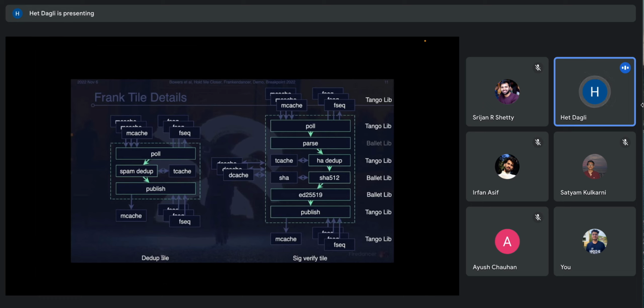Deduplication, as the name suggests: you have many duplicates, so generally you cut it by half. In the talk, they were getting some 1.2 million transactions per second, and they were cutting it to 0.6 million transactions per second in this dedupe tile. And next is the sig verify tile, I think what we saw in the Rust client.